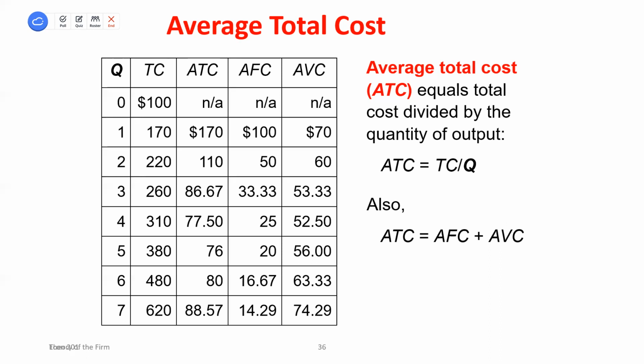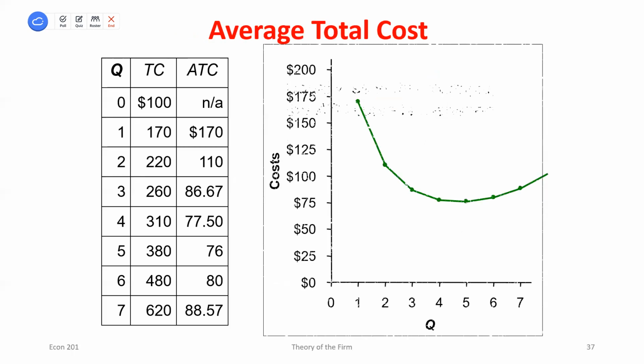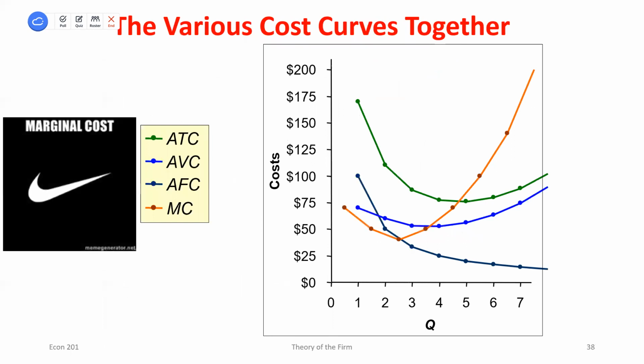The only added thing we can throw in there is that as we produce more and more units, that U-shaped average total cost curve gets closer and closer to the U-shaped average variable cost curve. The reason why is that the difference between them, my average fixed cost, is always getting closer and closer to zero. So if I throw this here, I'm going to skip ahead. There we go.